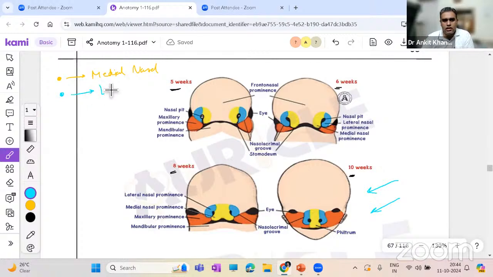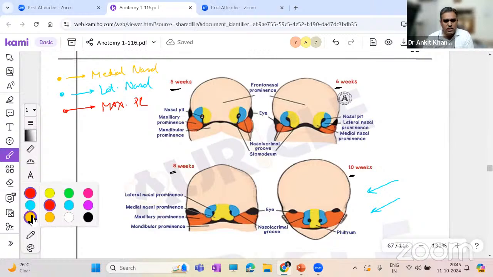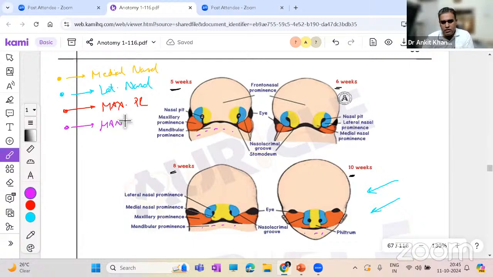The blue color is showing the lateral nasal process. Red color is showing the maxillary process. And which color to denote the lower one? Let me show you with this purple color. The lower one, I'm showing with purple color. This purple color over here is the mandibular process.